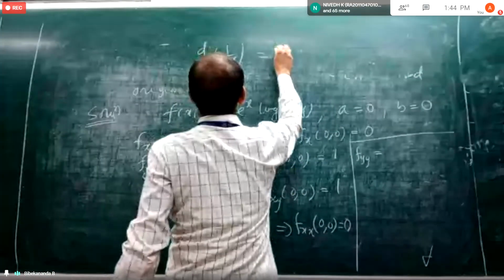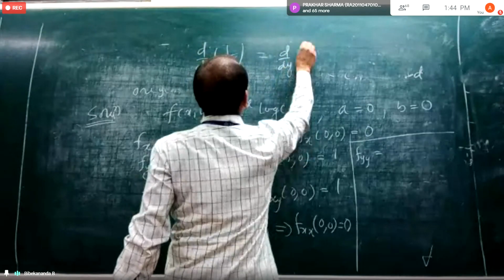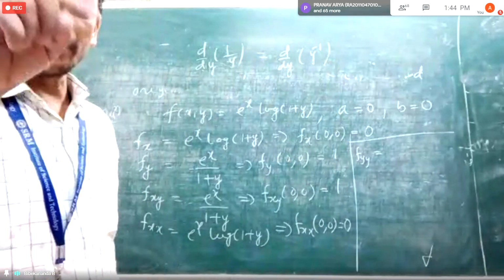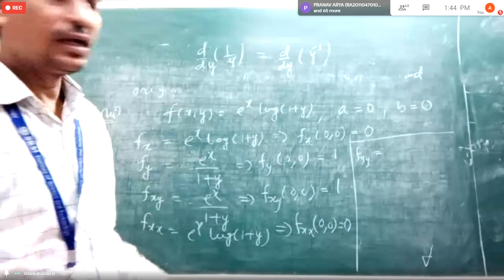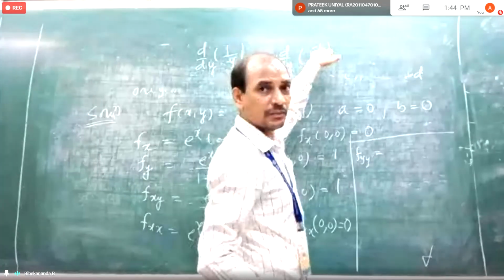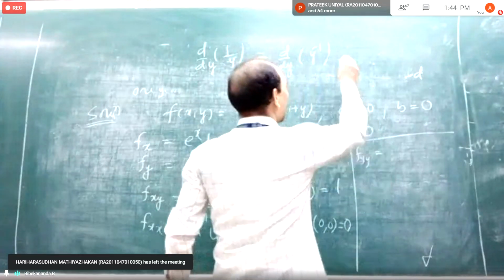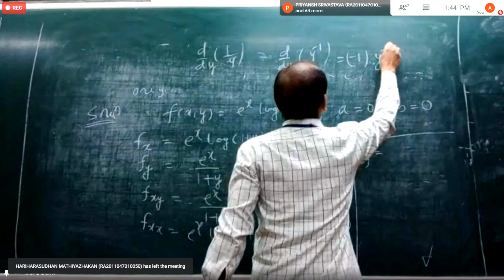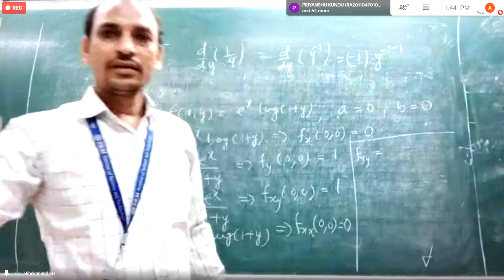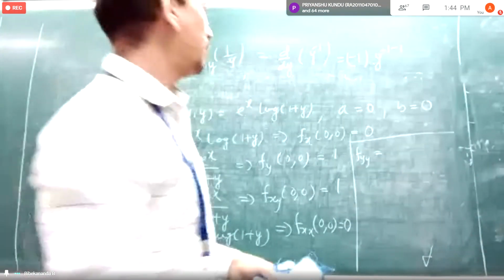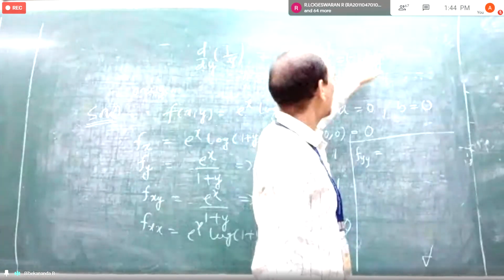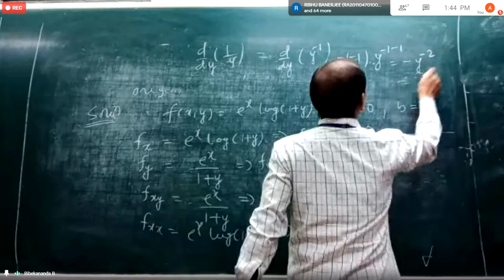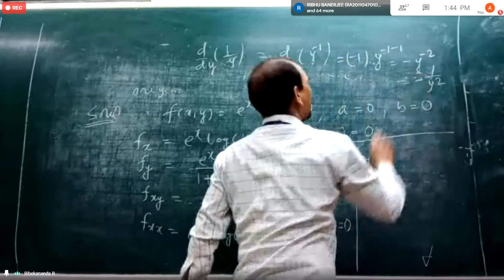Yeah, so that is nothing but d by dy of y to the power minus 1. 1 by y is equivalent to y to the power minus 1. So in place of n, you are having minus 1. According to the differentiation formula, n into y to the power n minus 1. So n is minus 1, so this is nothing but minus y to the power minus 2. And that is equivalent to minus 1 by y square.